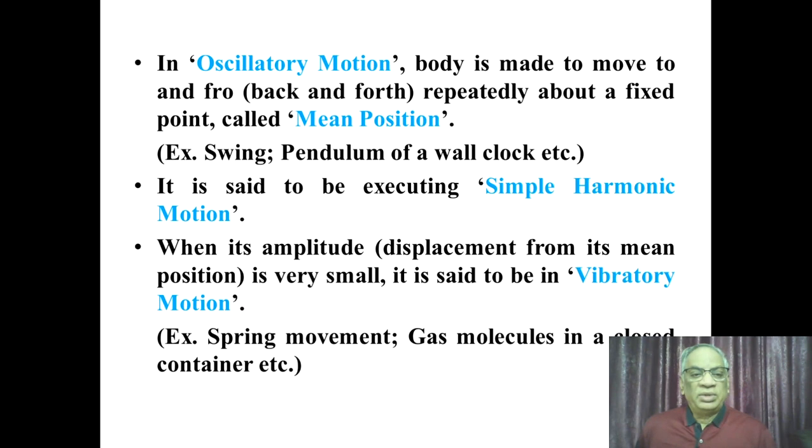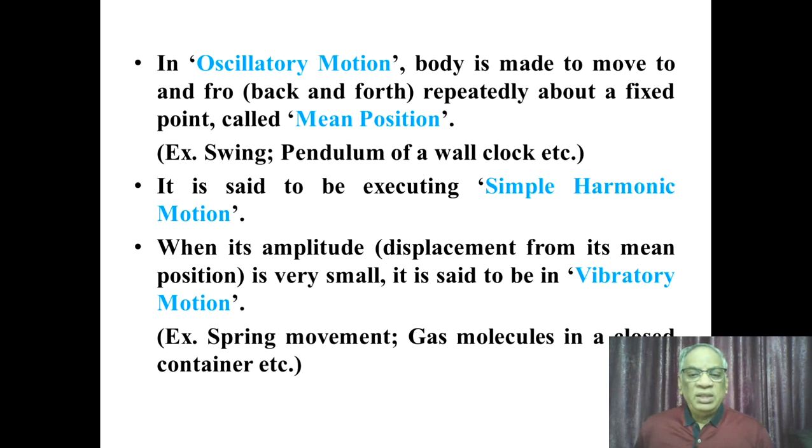Next, oscillatory motion. In this, the body is made to move to and fro, that is back and forth, about its mean position, that is the center. When at rest, it stays in a fixed position, that is the mean position. With reference to that mean position, the body makes a to and fro, that is back and forth motion, that is oscillatory motion. Examples: a swing, children playing on a swing, the pendulum of a wall clock, etc.